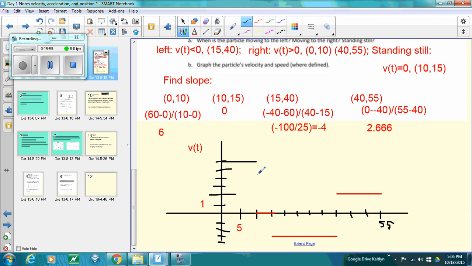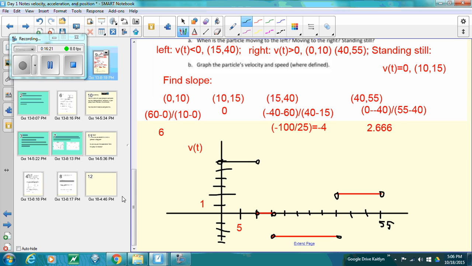And the key thing is, though, at each of these points, it's a cusp. So you should have open holes. So go back and draw open holes at the end of each of your segments because it's not differentiable there, which means the derivative should not exist. And remember, the velocity is the derivative. So this is my velocity, v of t.